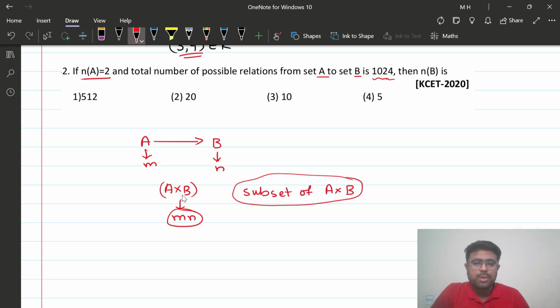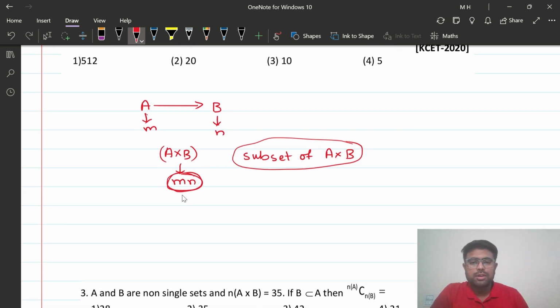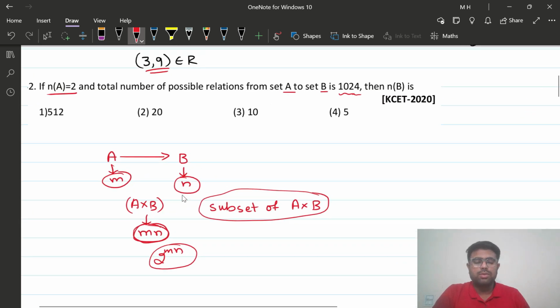So A cross B has how many elements? mn elements. So therefore, the number of subsets of A cross B are going to be 2 raised to mn. So therefore, what I can say is if A has m elements and B has n elements, then the total number of relations from A to B are going to be 2 raised to mn. Okay, so this is what I have.